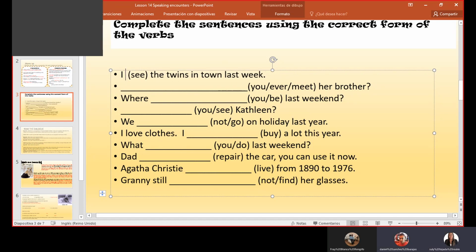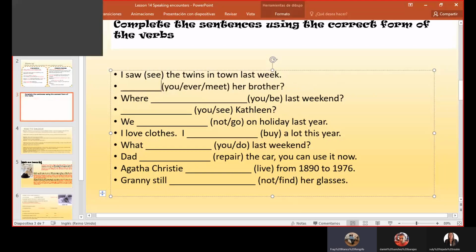Can you spell that? Teacher, spell S, A, W. Okay, perfect. Can you try to do this question? The second, yes. Have you ever met her brother?